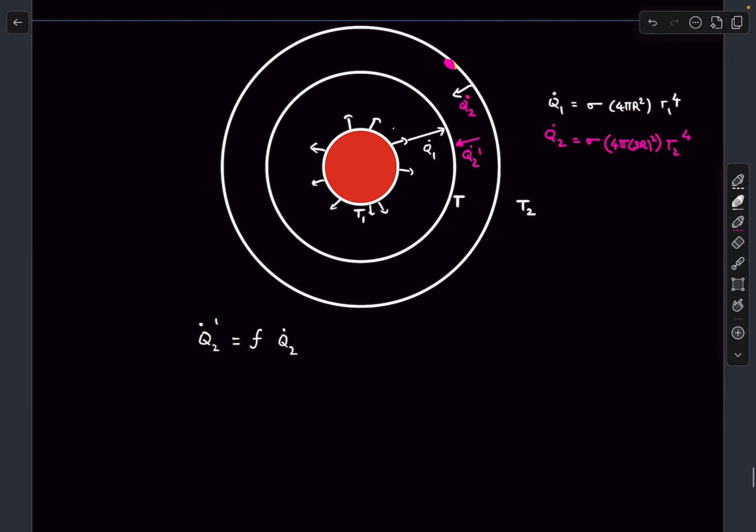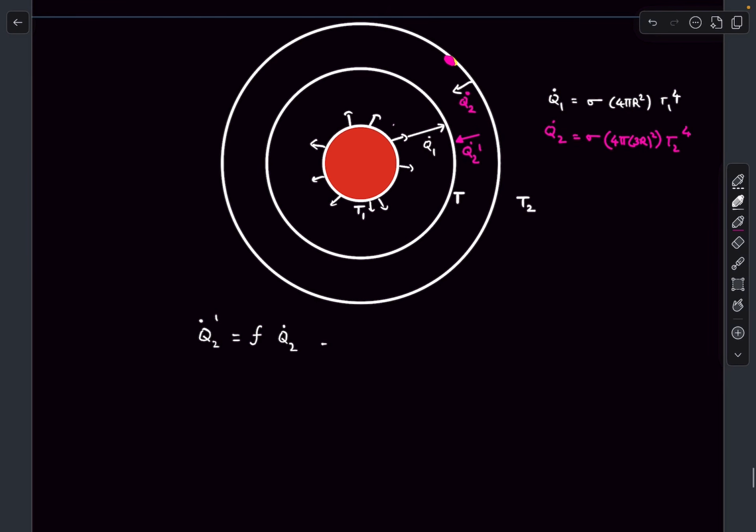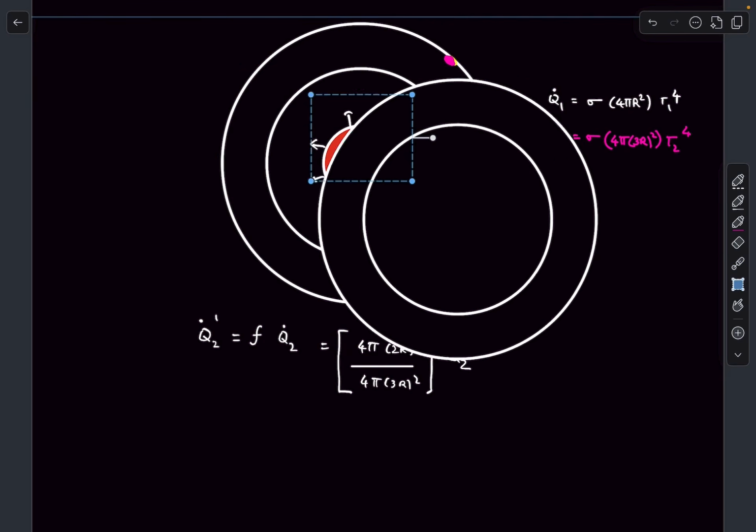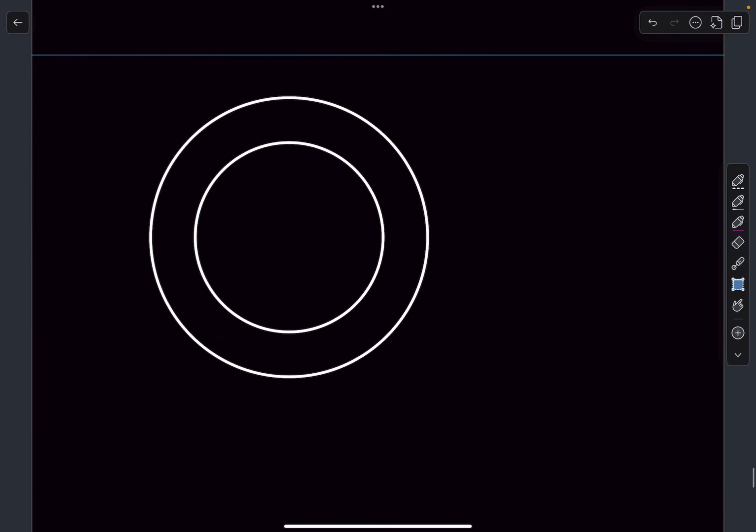So it turns out now this fraction is actually the surface area ratio of the middle shell to the outer shell. So let's start by just quickly finding it. So the surface area of the middle shell is 4 pi times 2r squared, and the surface area of the outer shell is 4 pi into 3r squared. Okay, this multiplied by Q2 dot. So this is that particular fraction of Q2 dot that actually is received by the middle shell. Okay, let's try to feel it intuitively. So now intuitively it makes sense.